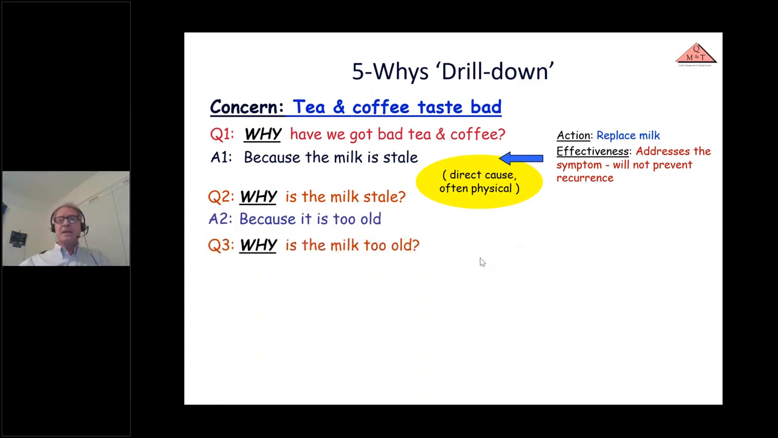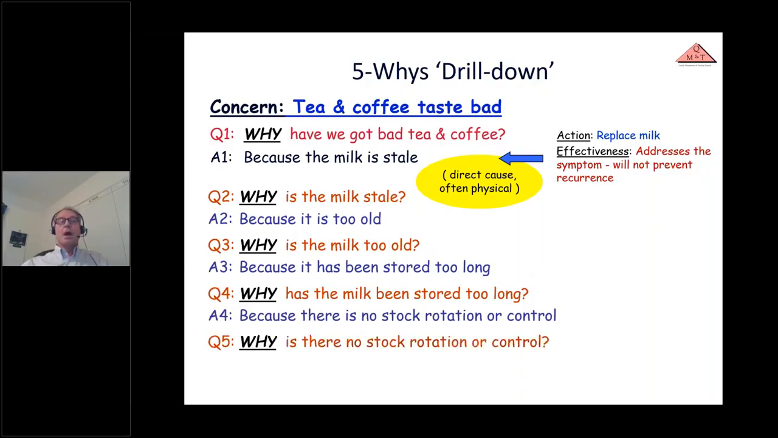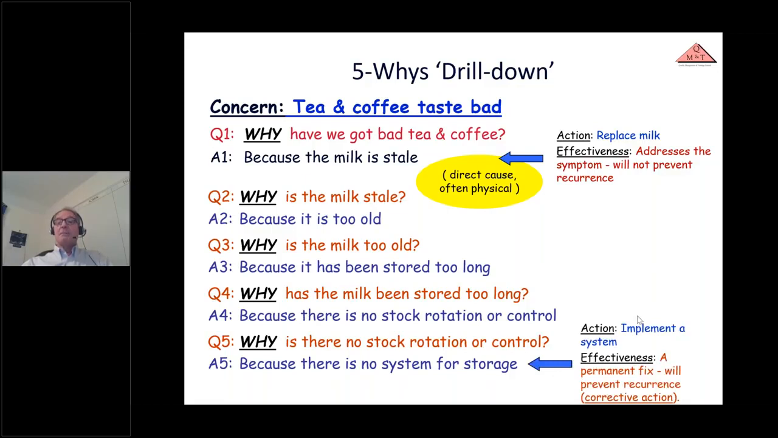Okay, so why is it too old? Because it's been stored too long, perhaps in the refrigerator. Why has the milk been stored too long? Because there's no stock rotation, no stock control. And why is there no stock rotation or control? Because there is no system for storage. And the team will now realise, they will recognise that they've reached a rather different level of describing the cause, and this is likely to prompt an action to implement a system.